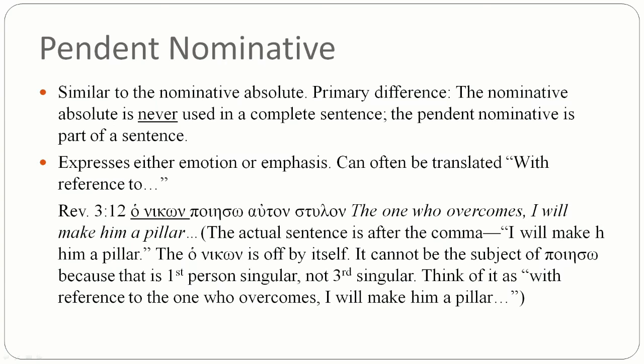These don't appear a lot. I think most of the uses actually are in Revelation chapters 2 and 3, where it just repeats this kind of phrase or pattern. To the one who overcomes, I will do this. I will grant them something. I will give them something good. This is a reward.